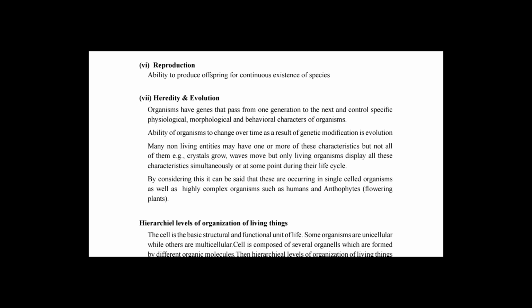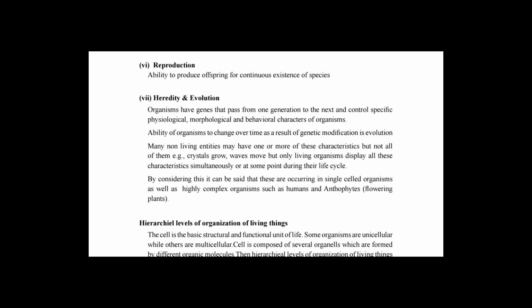Next one is reproduction. Reproduction is the ability to produce offspring for continuous existence of life. This definition also probably they will ask in structured essay questions. So reproduction is of two types. They are sexual reproduction and asexual reproduction. We will study about them later. Sexual reproduction means with involvement of the gametes, and asexual reproduction means that does not involve the gametes, okay.